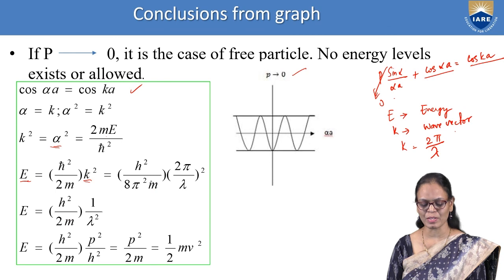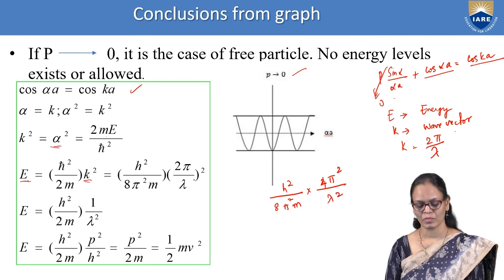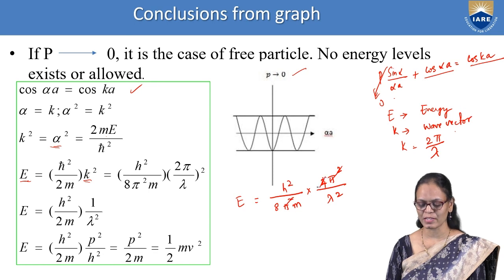So how we are going to simplify this is h square by 8 pi square m into 4 pi square by lambda square. 2 pi by lambda whole square, we are writing as 4 pi square by lambda square. This will be the value of E. So pi square will get cancelled, 4 will go 2 times. So we are left with E is equal to h square by 2m into 1 upon lambda square.